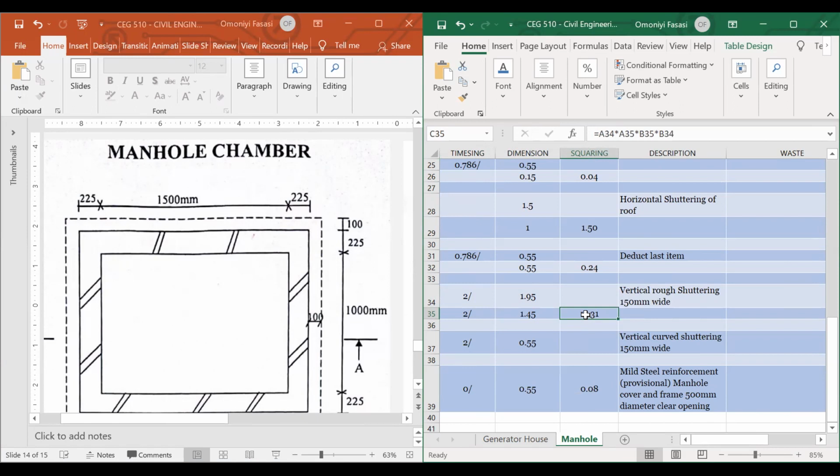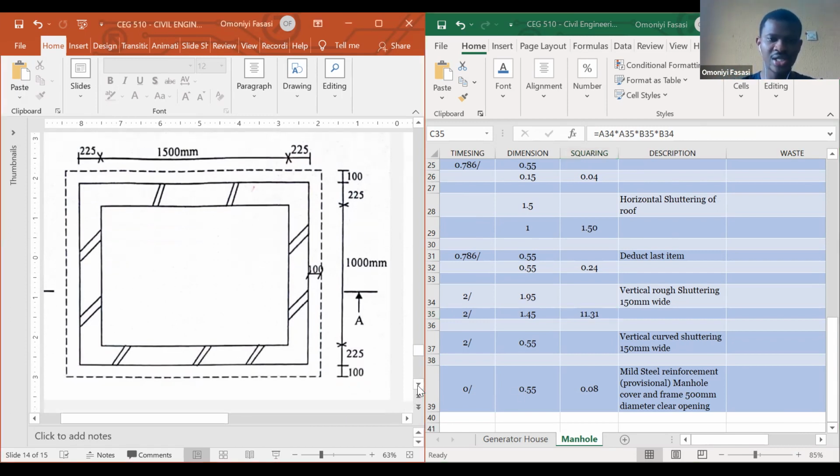Honestly, I don't know why we had to multiply by 2, if I'm being honest. But if I'm to conceptualize on the spot, I think why that is the case is because the one I could study well was the generator house. After, when I got to the manhole, I studied it, but I couldn't afford to waste further time on it. But let's just see it together.